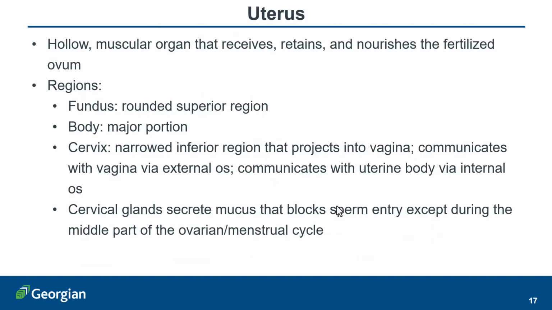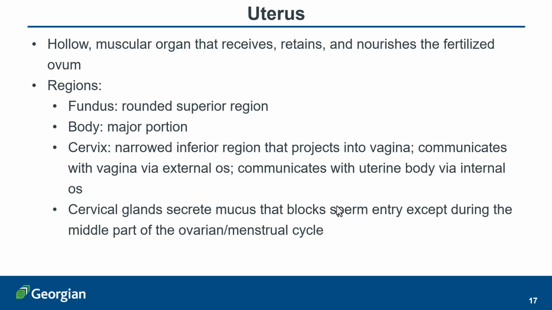Let's discuss the uterus in a little bit more detail. As mentioned several times already, it is a muscular organ that receives, retains, and nourishes the fertilized ovum. The regions of the uterus include the fundus, which is the rounded superior region, the body, which is the bulk of the uterus, and the cervix, which is the narrowed inferior region that projects into the vagina. The cervix communicates with the vagina via the external os, and it communicates with the rest of the uterine body via the internal os. The cervical glands secrete mucus, the cervical mucus plug, that usually blocks sperm entry except during the middle part of the ovarian and menstrual cycle when ovulation occurs and you want the sperm, if you do want that, to fertilize the ovum.